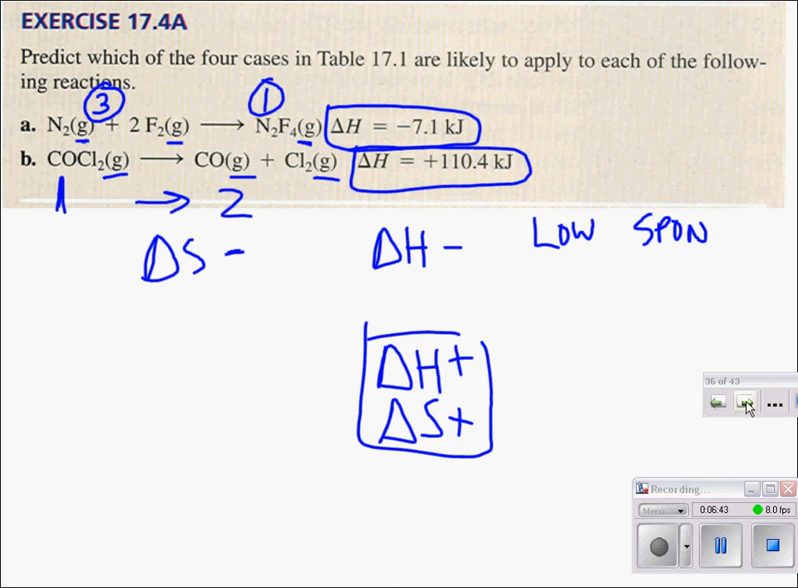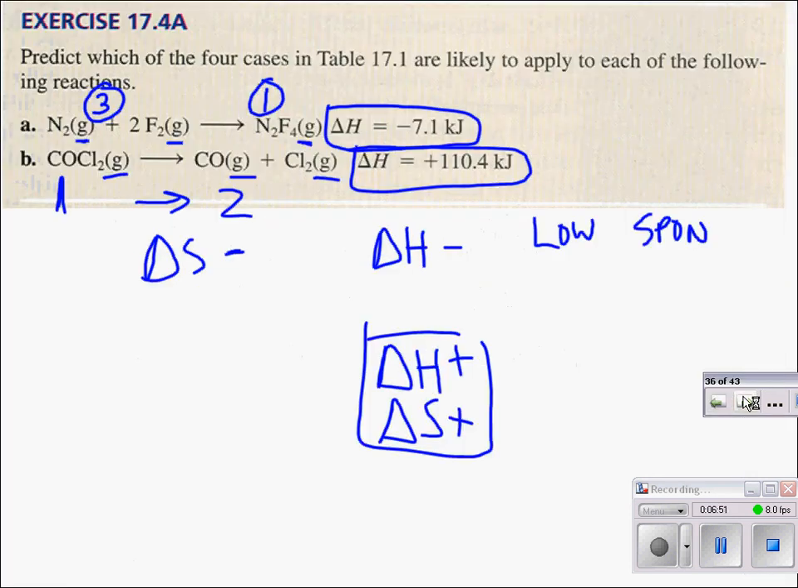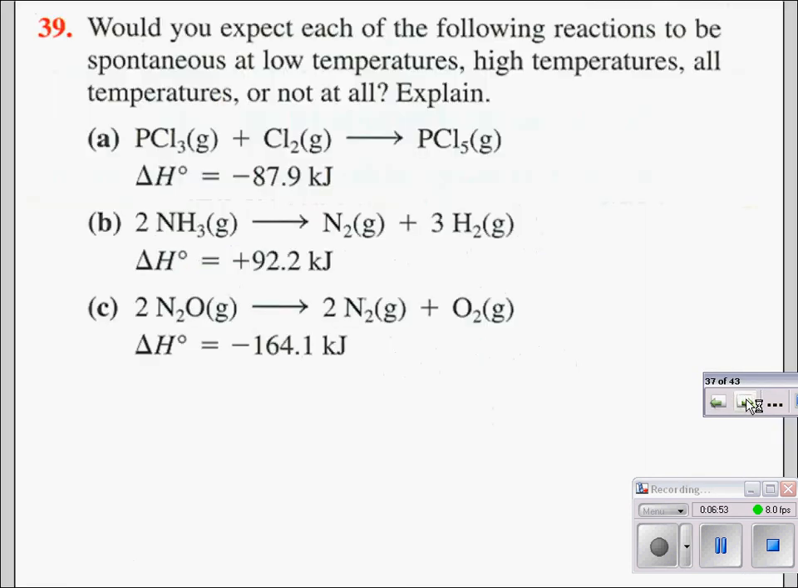I go back and I look at the chart. If I have a positive and a positive, I would say that would be spontaneous at high temperatures. And that's how you do it by inspection. You have to read the problem. If it says it is a spontaneous reaction, it means delta G has to be negative.